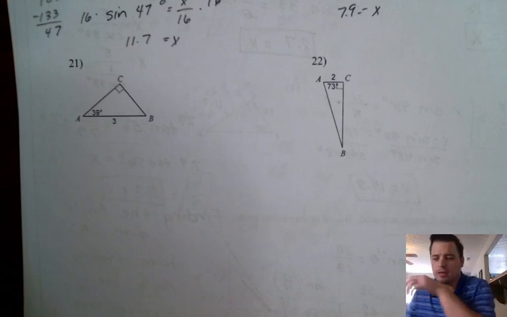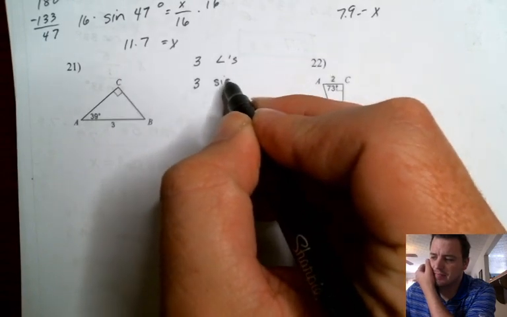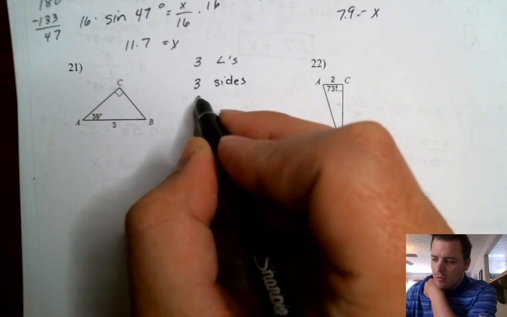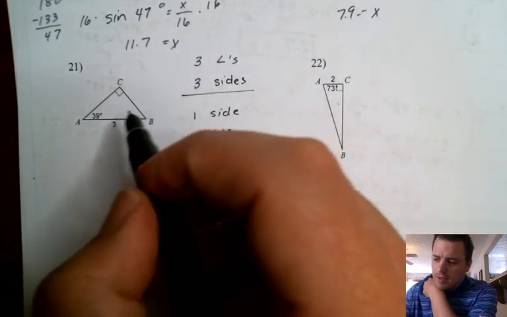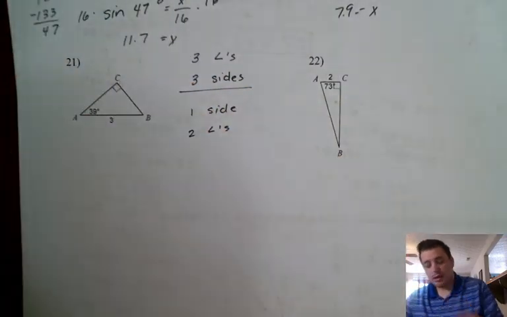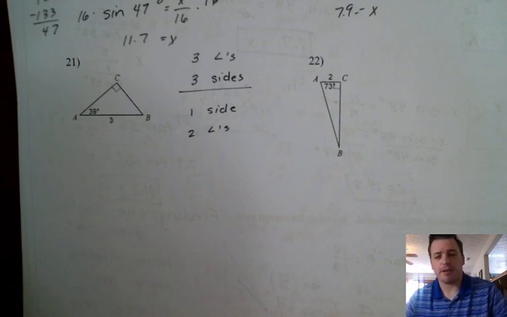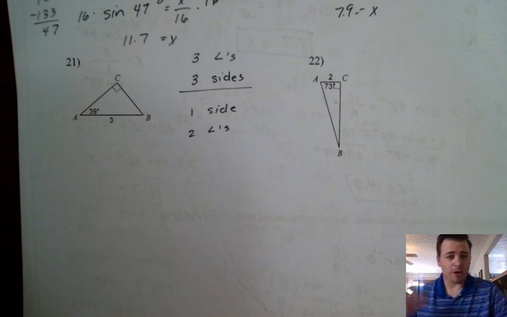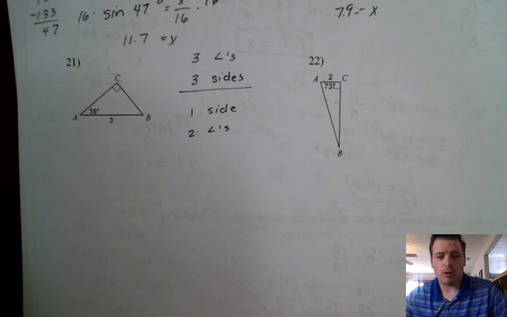All right, so looking at number 21. I need all 3 angles and all 3 sides. What do I currently have? I have 1 side and 2 angles. Now, there are multiple ways to work this, as we just discussed. You can still use the Pythagorean Theorem, or you can use that the interior angle sum of a triangle is 180. I don't care which one you use, but I can't read your mind about what you prefer, so I'm just going to go at it.